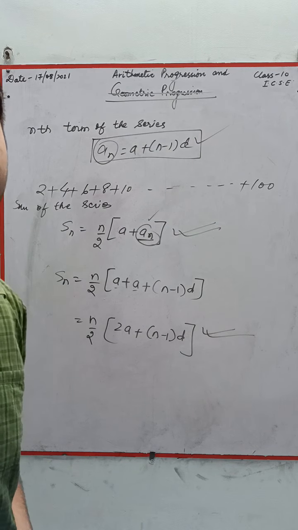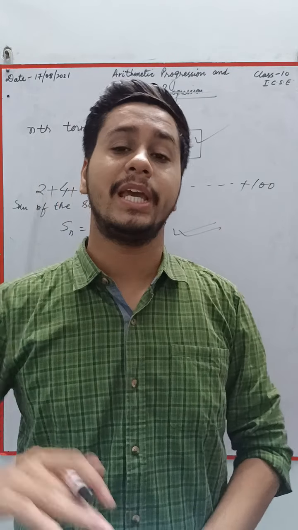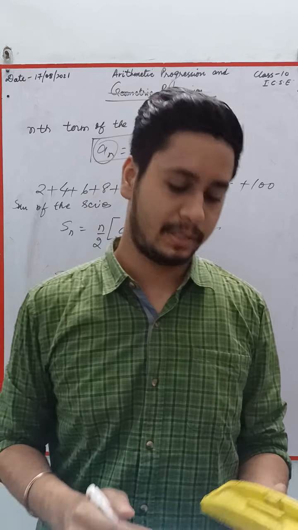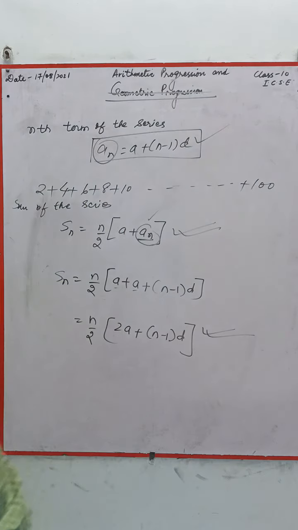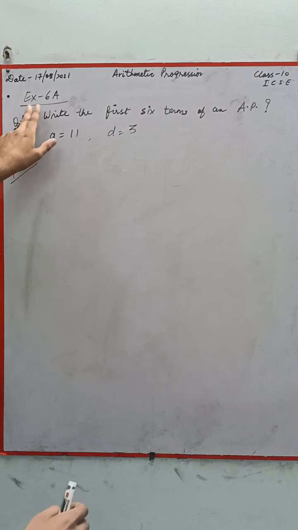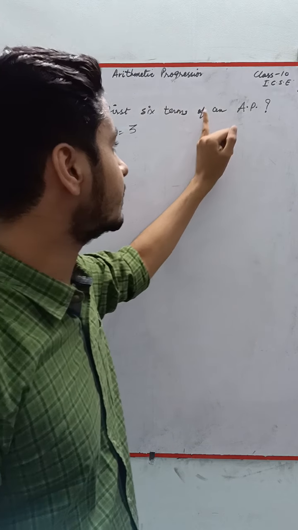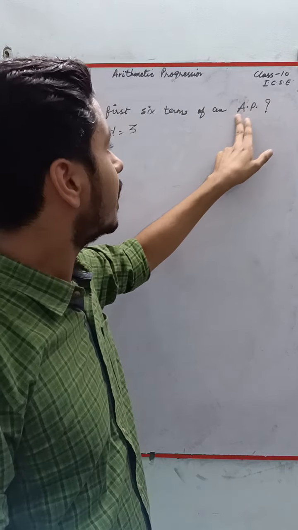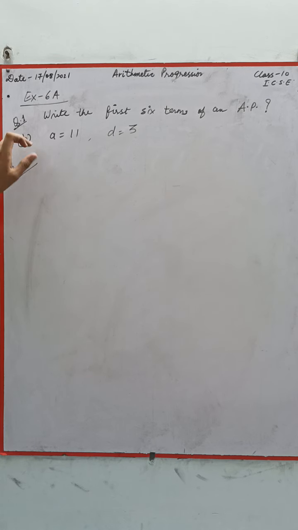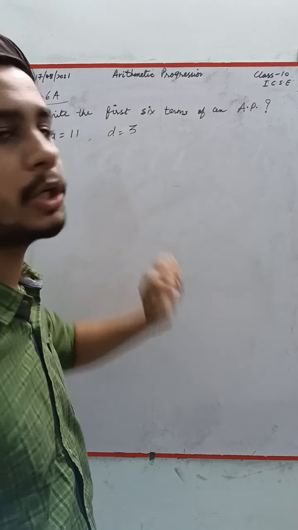Now let's start with the exercise. If you don't understand, no worries, no issues. In the chapter we will clear the formulas and understand the things. Now we are starting with exercise 6A. First question, write the first 6 terms of an AP, arithmetic progression. I am taking question B, we are given a equal to 11 and d is equal to 3.